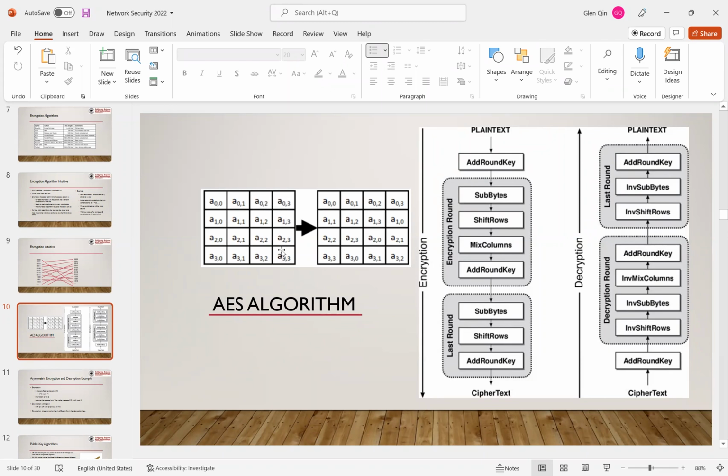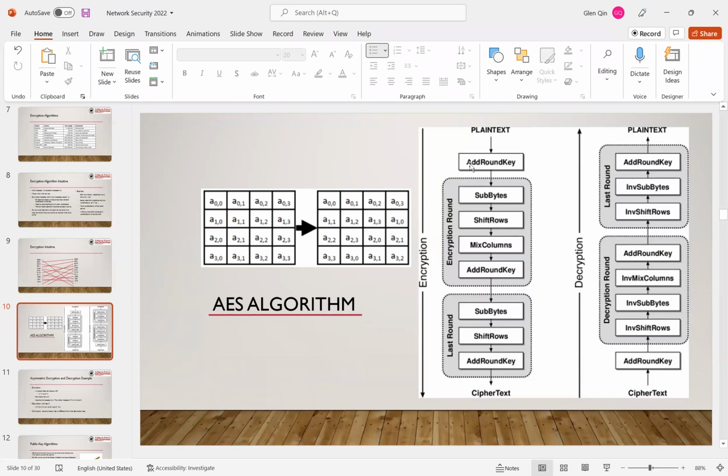16 bytes times 8 is 128, so that's how many bits you put in the array. First you go through those algorithms that convert 128 bits to another 128 bits. This is encryption, and this is decryption.